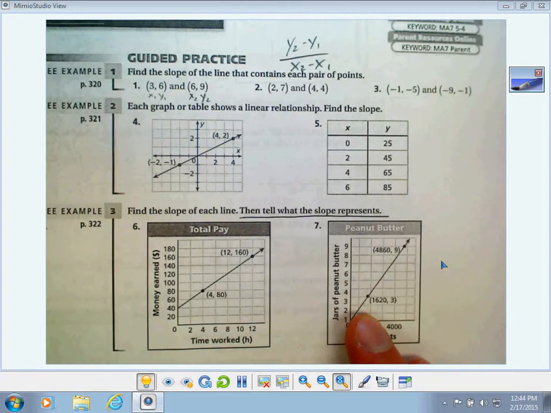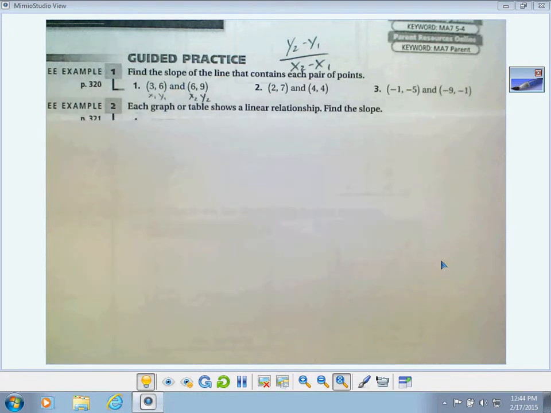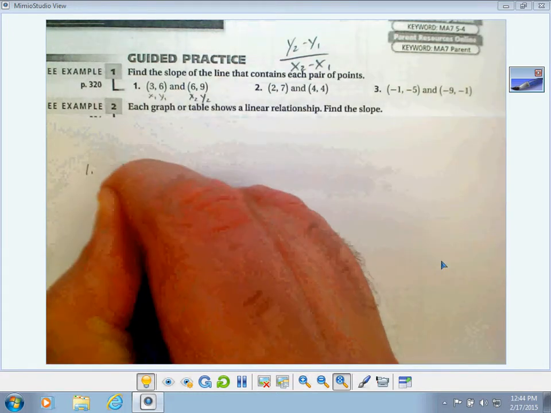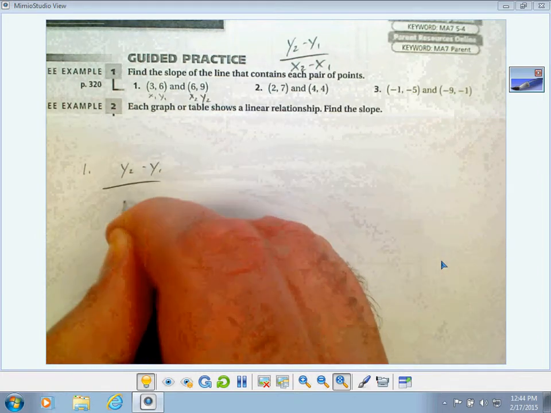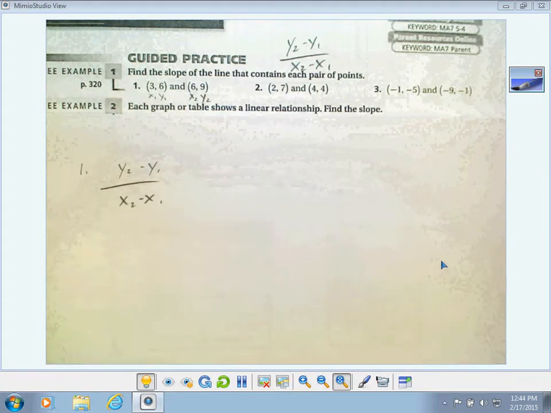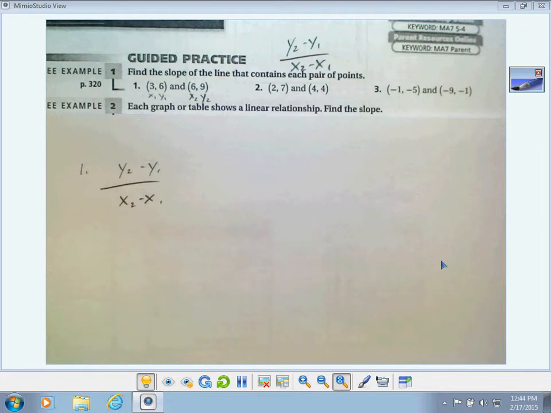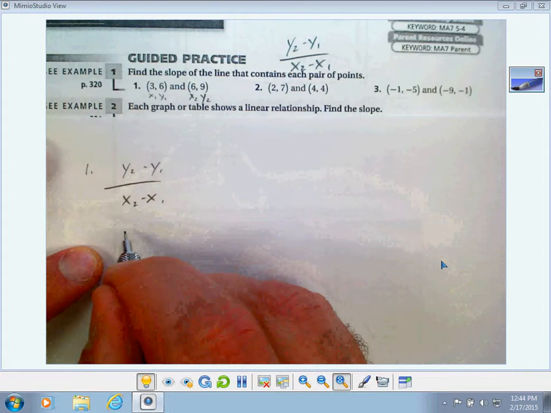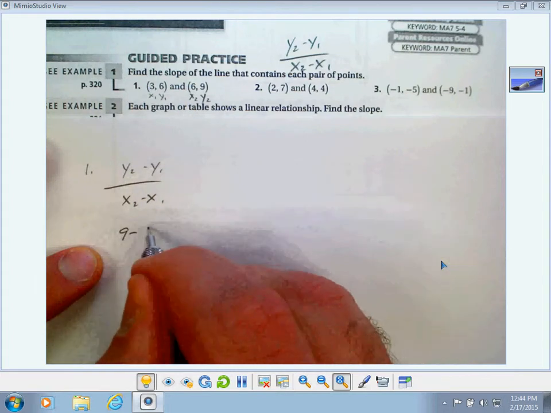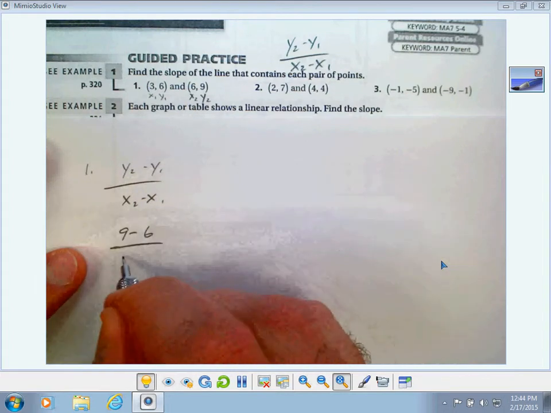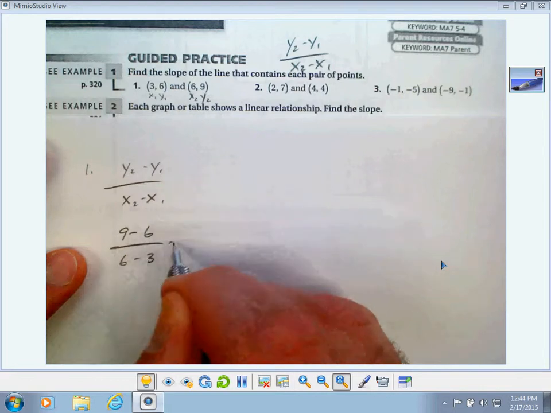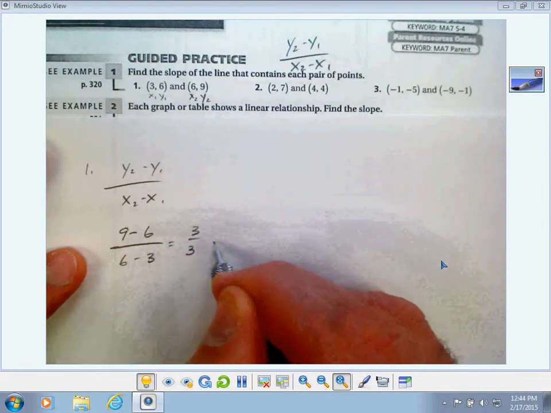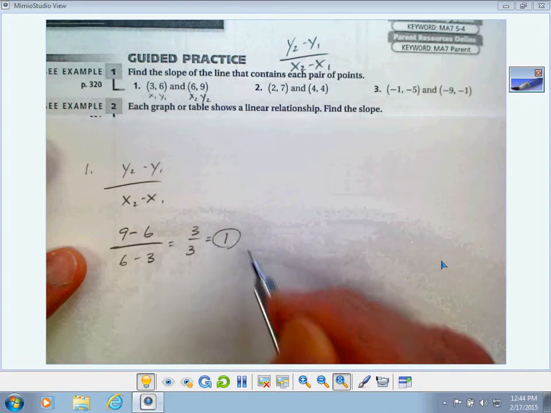So if you're going to work out a solution for those, I'm going to bring this over here so I can show my work for it. I'm starting with the formula for slope, and then I'm just going to substitute in the numbers according to the way I labeled them above. So y2 is 9, y1 is 6, and on the bottom x2 is 6, x1 is 3. This is 3 over 3, and when I reduce, it's equal to 1.